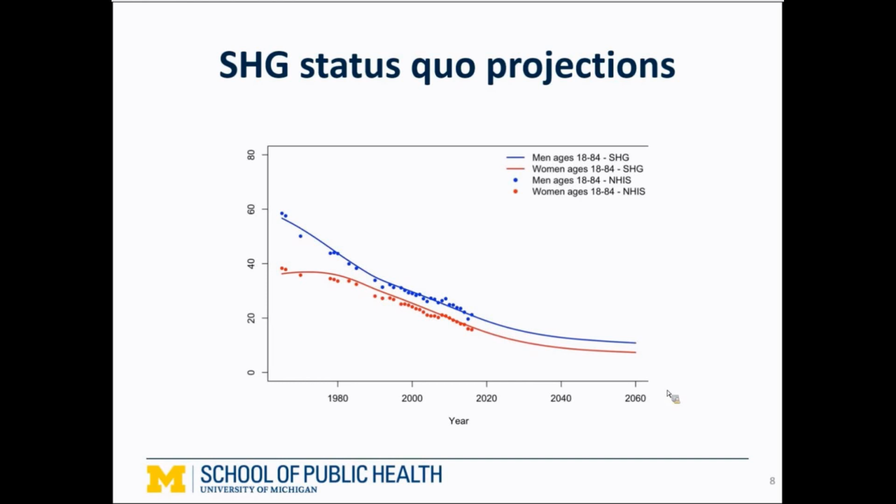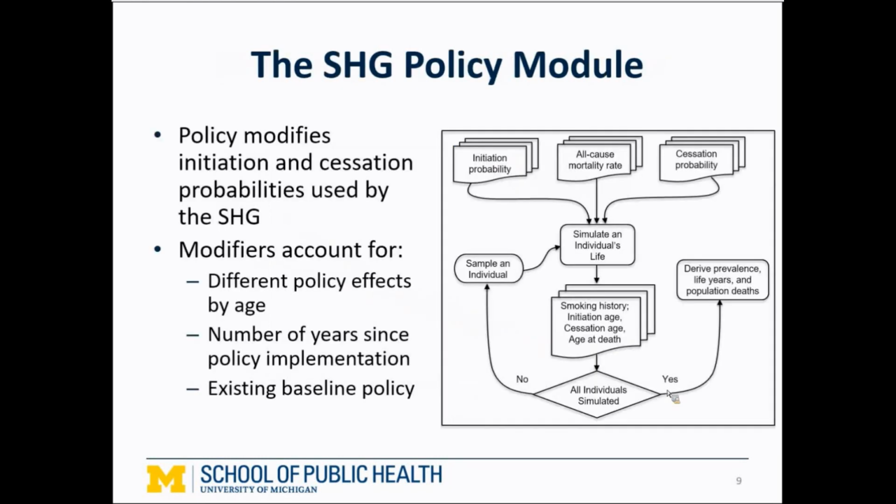So where do these policies fit in? We developed a policy module that modifies the smoking history generator. And the way the module works is that it modifies those initiation and cessation probabilities that are used by the smoking history generator. This allows the model to simulate individual smoking histories under a scenario where the probability of smoking initiation decreases and the probability of smoking cessation increases.